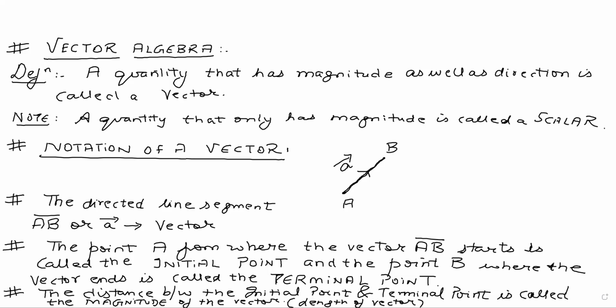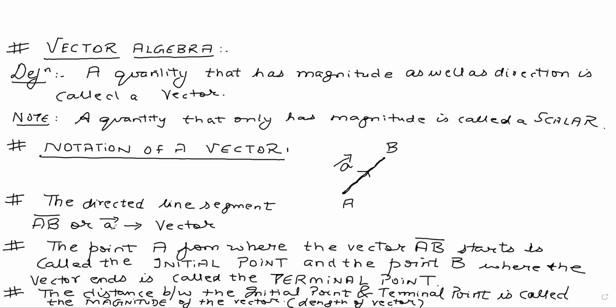And you can clearly see how we denote a vector: AB with a line on the top, or small a with an arrow on the top. Why do we draw an arrow? Because it is showing that it has magnitude as well as direction attached to it.